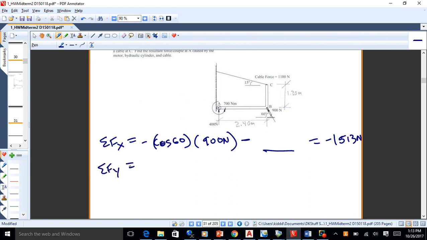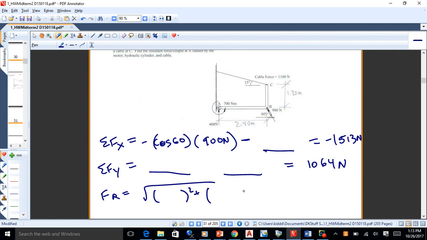And then you'll go sum of Fy, and you'll have two terms in that one, 1, 2, and that will come out to be 1064 newtons. So then the resultant will be based on square root of sum of the squares, and that comes out to be 1850.